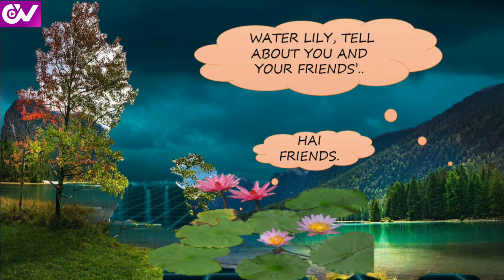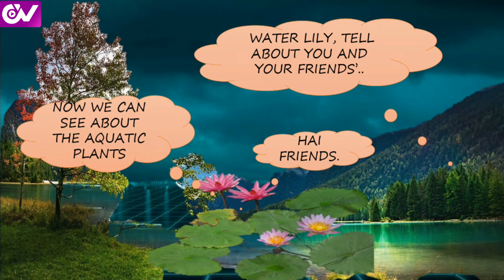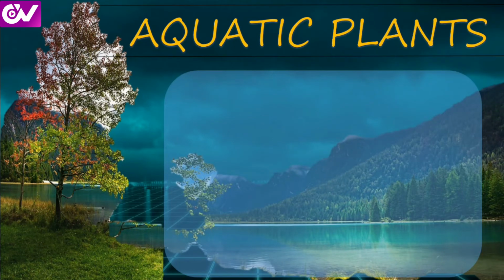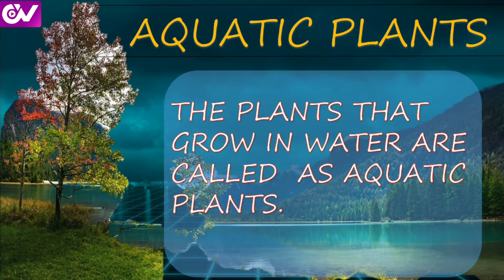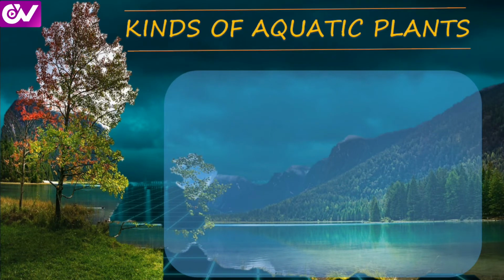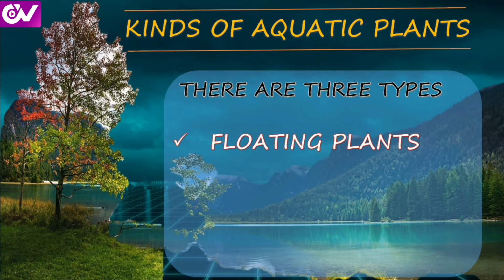Hi friends. Water lily, tell about you and your friends. Now we can see about the aquatic plants. Aquatic plants are the plants that grow in water. The plants that grow in water are called aquatic plants. Kinds of aquatic plants. There are three types of aquatic plants. They are floating plants, that is, the plants that float on the surface of the water bodies and are visible to our eyes.